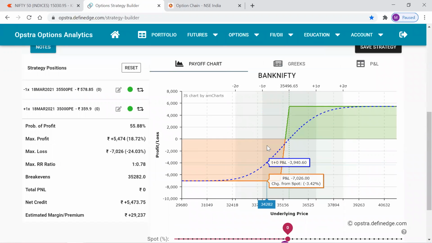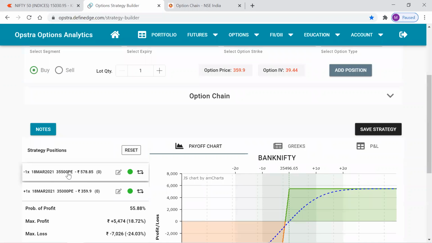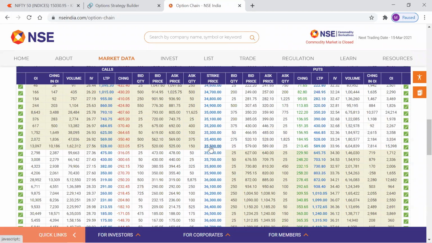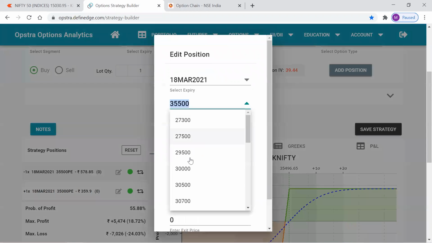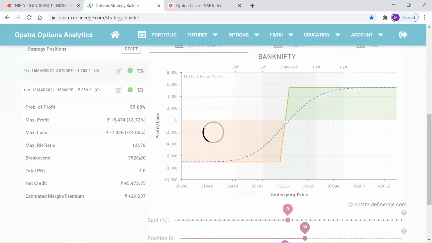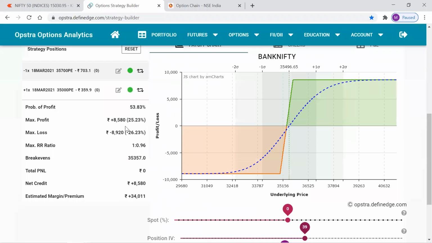For better risk reward, instead of selling at the money put option, let me select in the money put option. Okay. So I have sold 35,500, but I'll be selling 35,700 for best risk reward. Okay. 35,700. All right. Done. Now look at the risk reward. 8,500, close to 1:1. Okay.